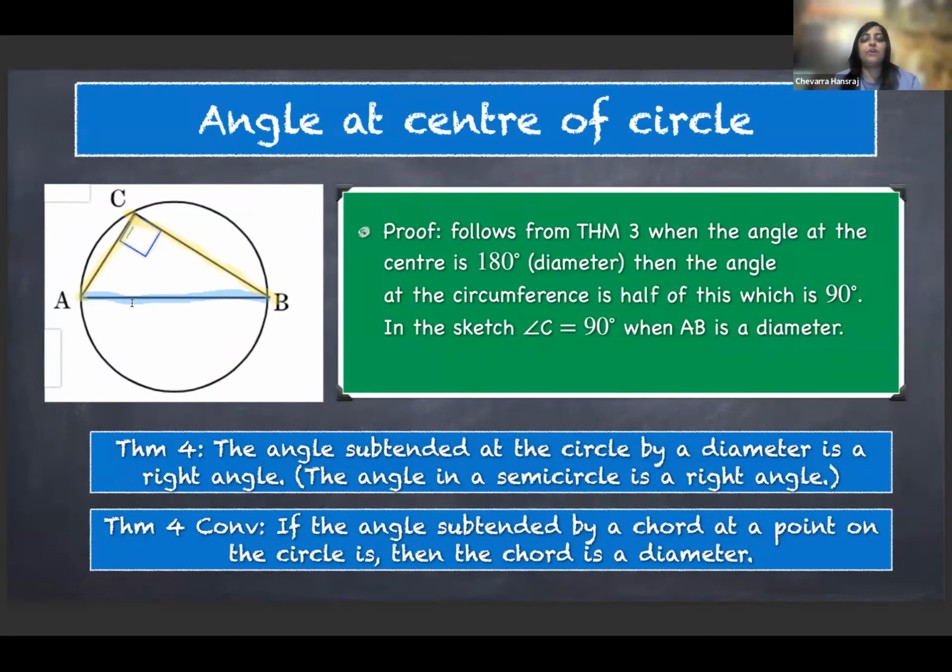And then, of course, we have the converse. If the angle that is subtended by a chord is a right angle, then that chord is going to be a diameter. So we've got a backwards and forwards thing happening there. So if angle C there is a right angle, then we know that AB is a diameter. That would be the reverse of that.